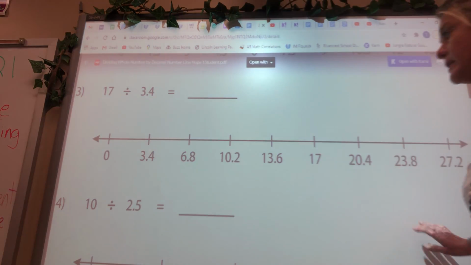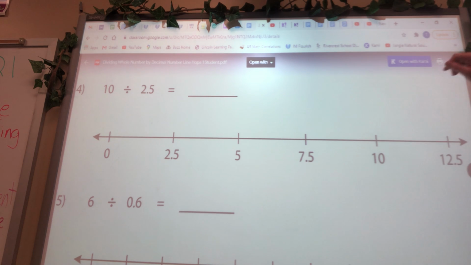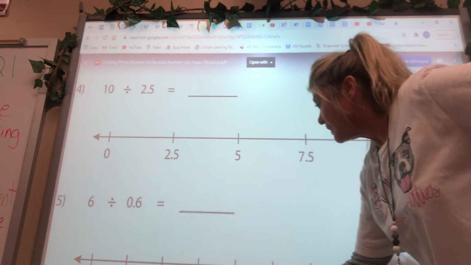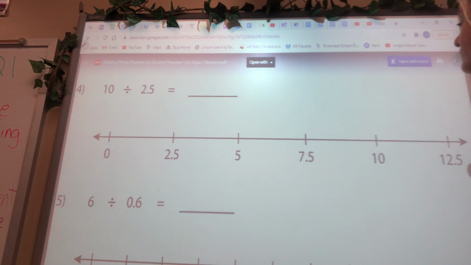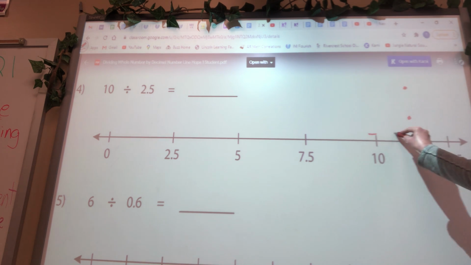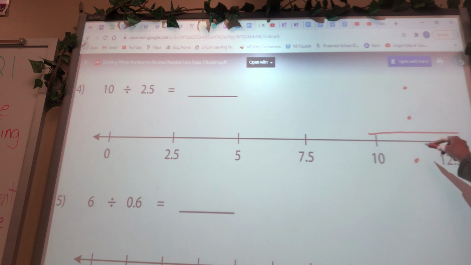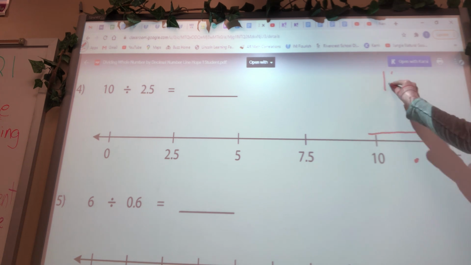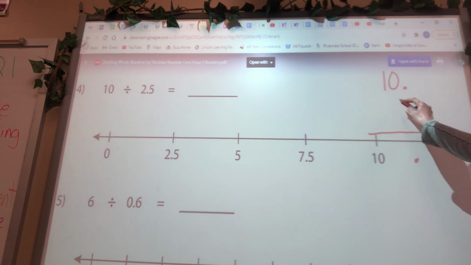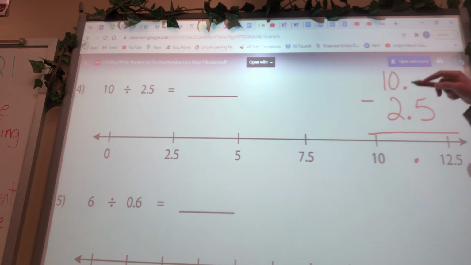All right, on the next one. They started with 10 divided into sections of 2.5. So we know that they were repeatedly subtracting, but we're just going to double check to make sure. So we would have 10 whole ones being divided by 2.5 sections. So we would repeatedly subtract until we get to 0.